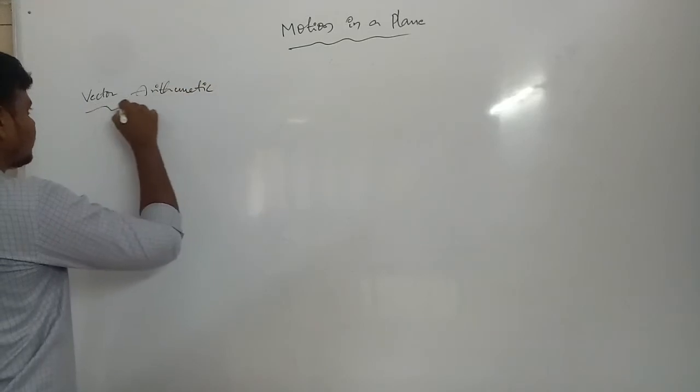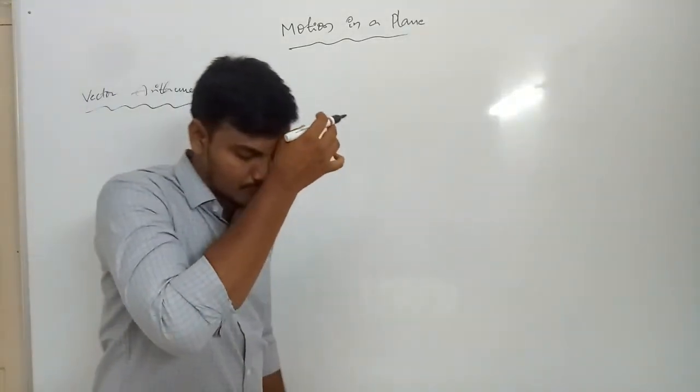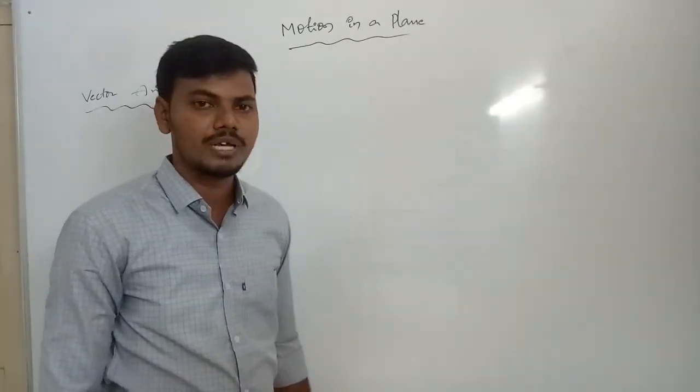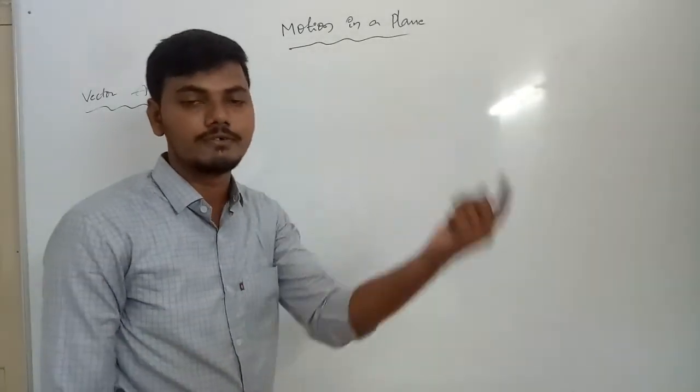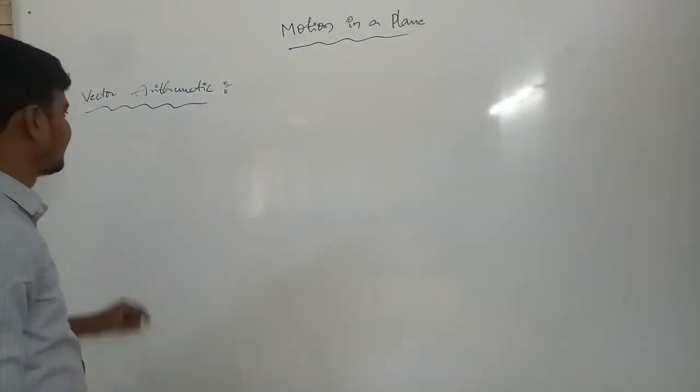Vector arithmetic. Now, in vector arithmetic we are introducing A bar and B bar. There are two types of vectors. Again, we are choosing a third vector, C bar, which we are also introducing.